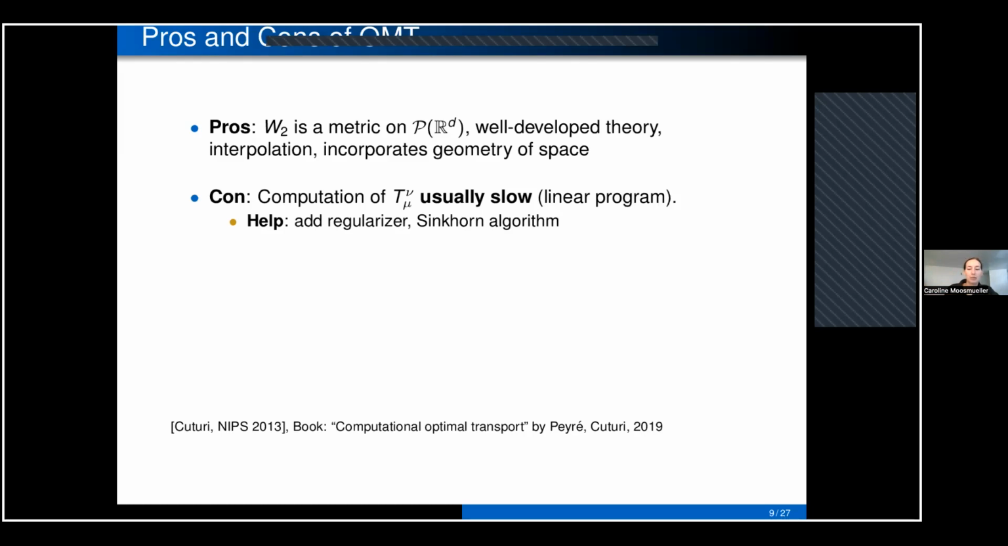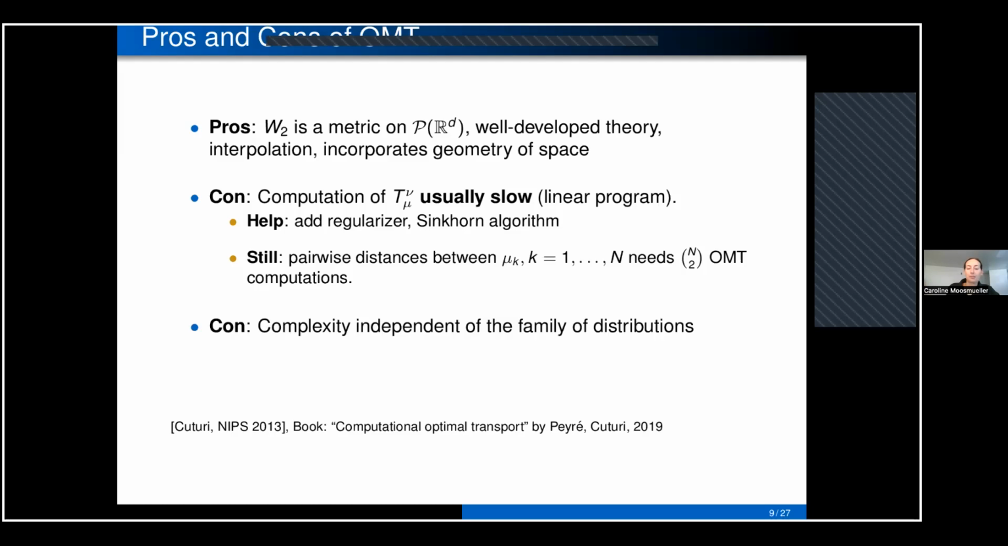So this is the famous paper by Cuturi about adding a regularizer and using a Sinkhorn scaling algorithm. But still, if we want to do a lot of pairwise distances, right? So if you want to compare a lot of images, or you have many patients, and you choose two, optimal transport computations might still be a little bit too expensive. And also, the complexity can be independent of the family of distributions. So if your family of distributions is very simple, it might not be reflected in this setup.